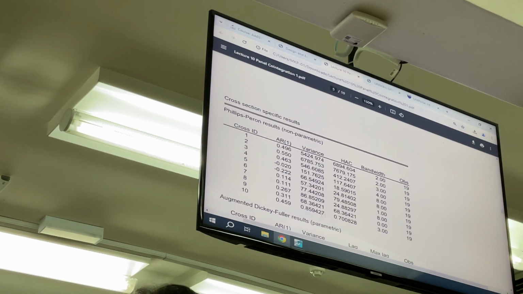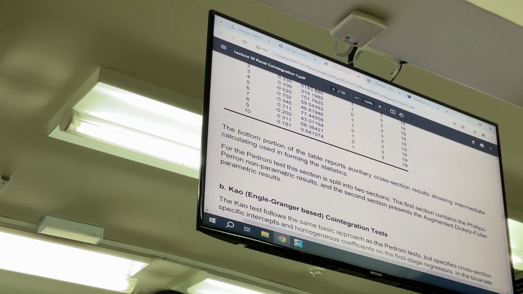So again, you can look at the individual results if you want to check them. These are the individual items. It's not about the auxiliary cross-sectional result, so you can show it in the intermediate calculator if you want to use this information.